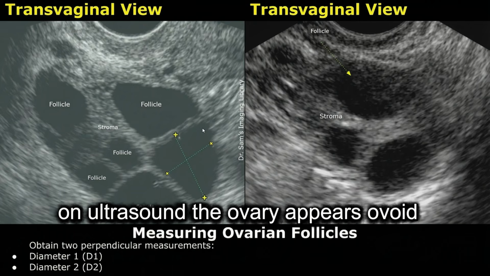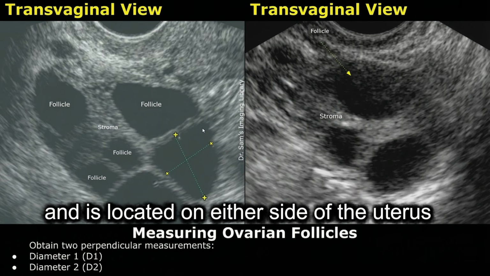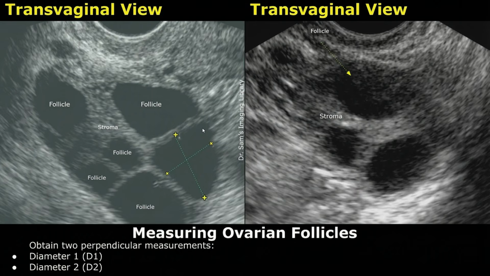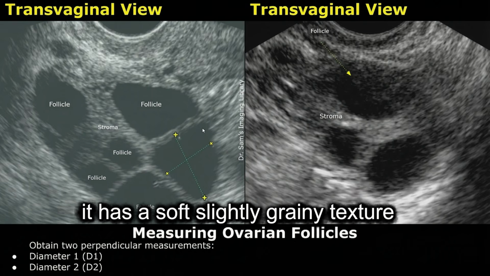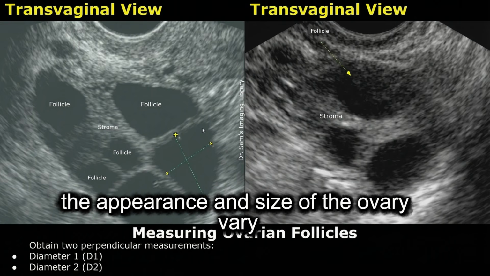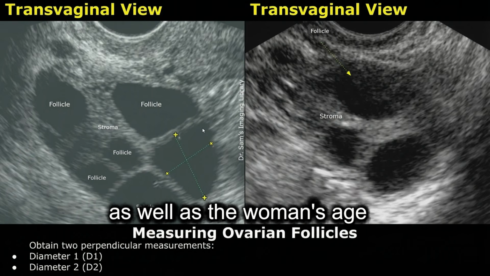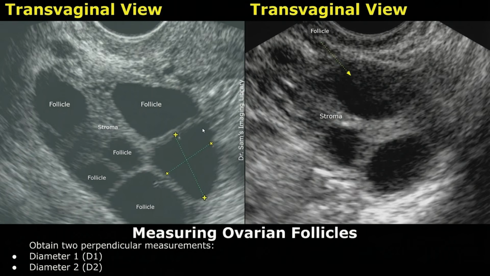On ultrasound, the ovary appears ovoid, like a chicken egg, and is located on either side of the uterus. It has a soft, slightly grainy texture, different from surrounding tissues. The appearance and size of the ovary vary with the time of the menstrual cycle as well as the woman's age.